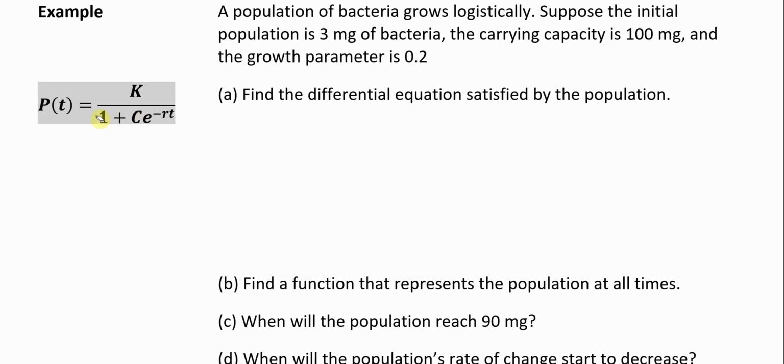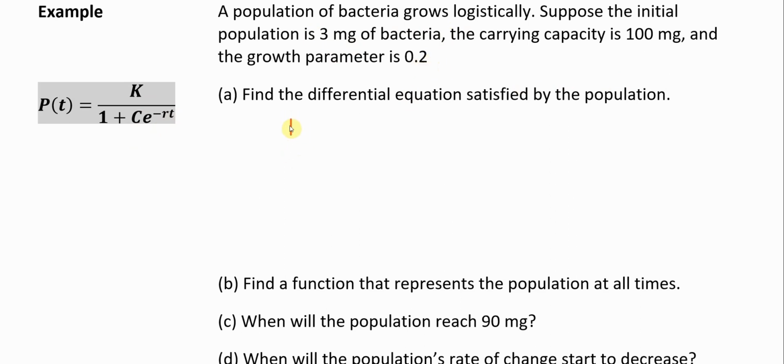Remember, a logistic function, when we work through the differential equation, will give us this function right here, where K is the carrying capacity, r is the growth parameter or growth rate, and C is some generic constant. In this example, we have bacteria that grows logistically. The initial population is 3, the carrying capacity is 100, and the growth parameter is 0.2.